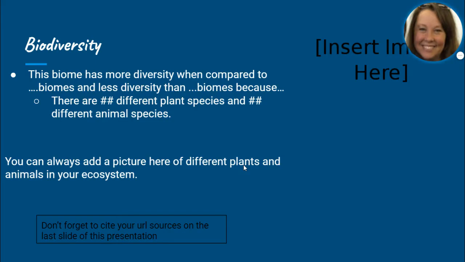Biodiversity. This biome has more diversity when compared to blank biome. So anytime there are dots, you should fill this in, and less diversity than other blank biomes because, and you should talk about why. And then you could also include how many different plant species and how many different animal species are in your ecosystem. That might be nice. You can always add a picture here that might be nice.